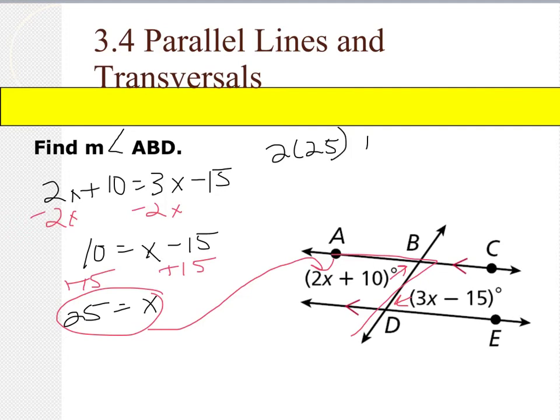You get 2 times 25 plus 10. 2 times 25 is 50 plus 10 is 60. Don't forget your degree symbol. There's a big degree symbol. Big and ugly. Degrees.